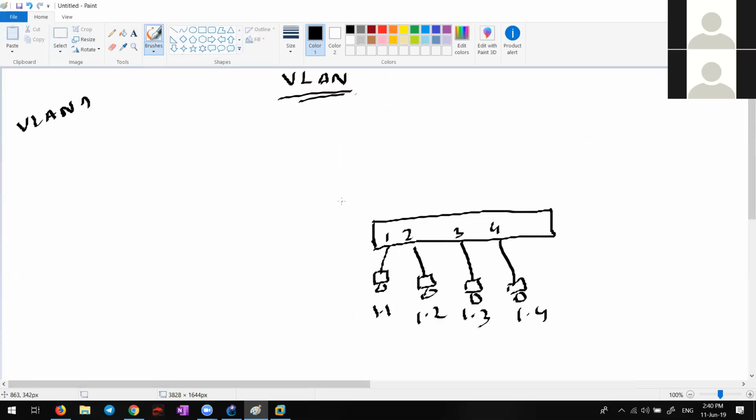So coming back to our topology, let's say these two devices belong to the HR department and these two devices belong to the IT department. I don't want them to communicate with each other, or if there is flooding happening, I don't want HR's data flooding to affect the IT department or IT's data flooding to affect the HR department. So I want to divide them into two different VLANs, right? Let's say these two are part of VLAN 10 and these two are part of VLAN 20.